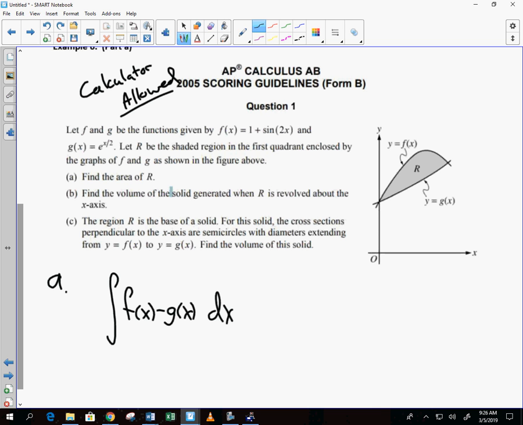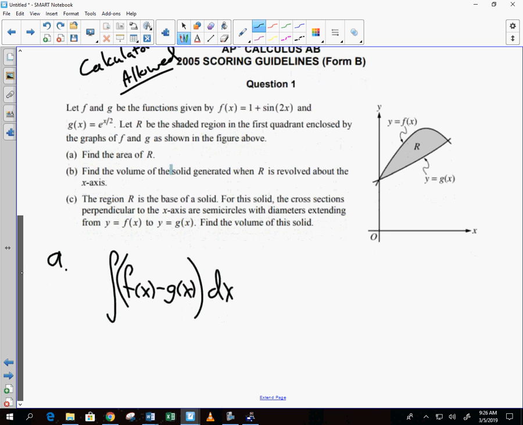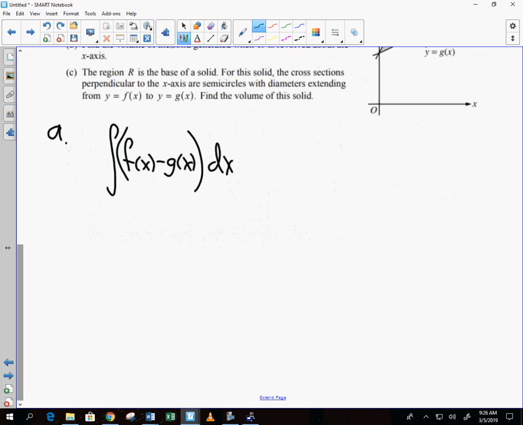On the actual AP scoring guidelines, they do put parentheses around that so that everything has dx. I will not do that. I don't believe that they would actually mark that wrong. I'm going to try to reach out to some people at the College Board and ask about that grading piece.